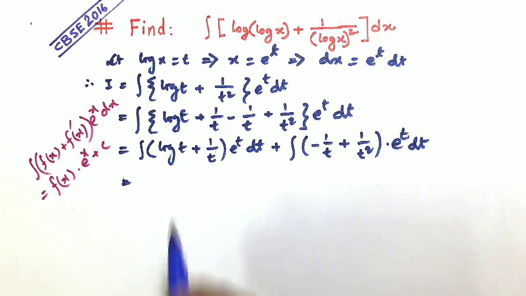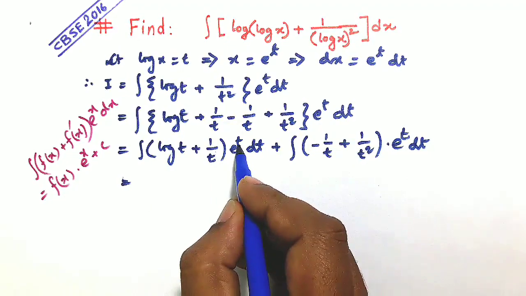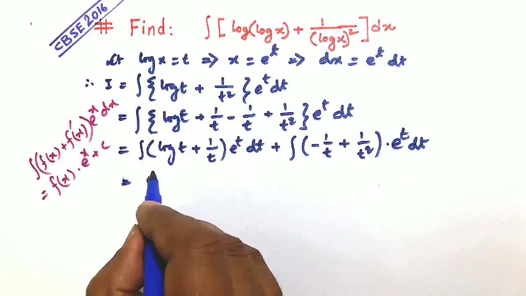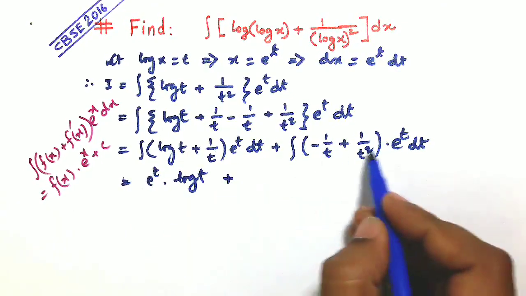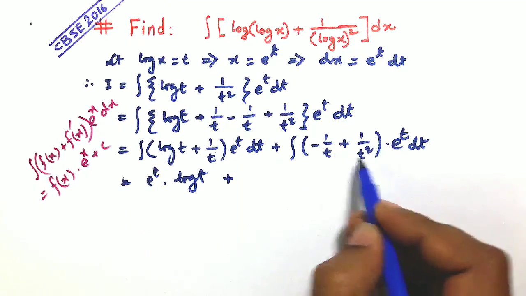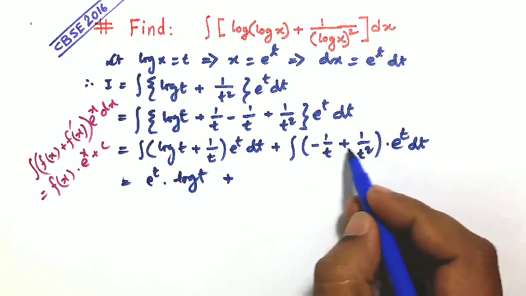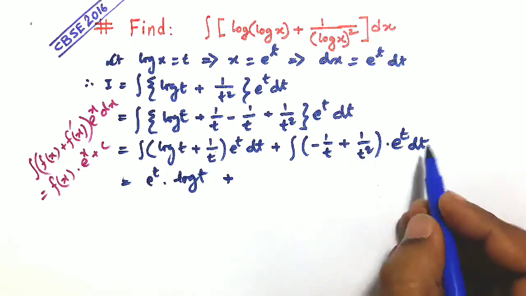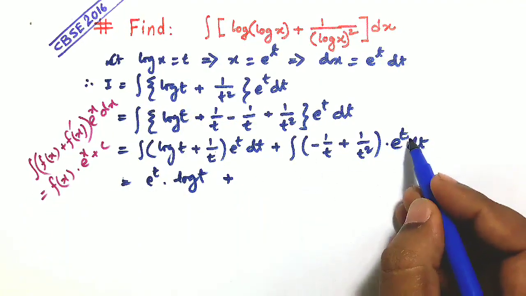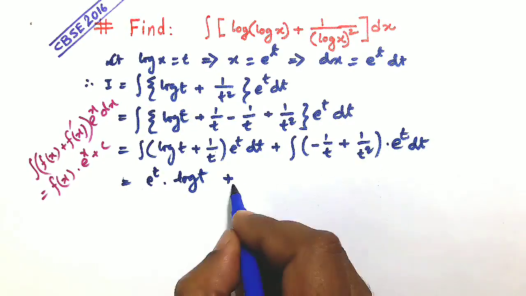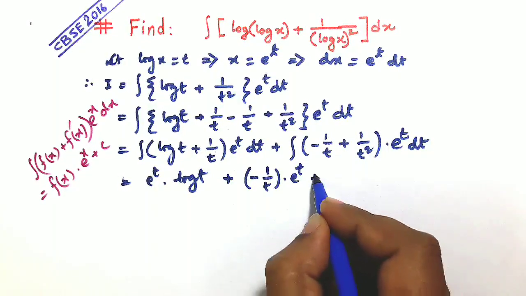So friends, you see that the derivative of log t is equal to 1 upon t. So we can write e to the power t into [log t plus 1 upon t], and e to the power t into [minus 1 upon t plus 1 by t square]. What is the derivative of minus 1 upon t? The derivative of minus 1 upon t is plus 1 by t square. So according to this formula, the resultant will be e to the power t into minus 1 upon t, so we can write minus 1 upon t into e to the power t plus c.